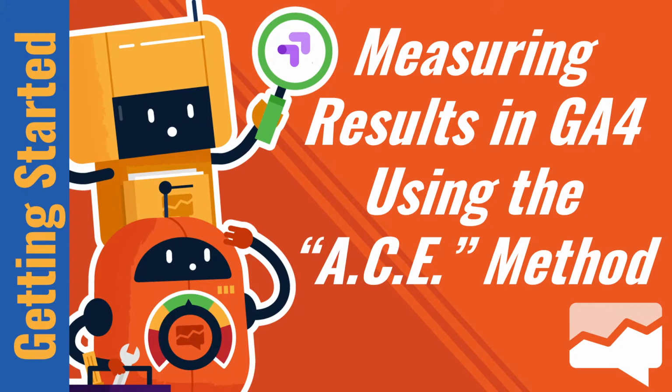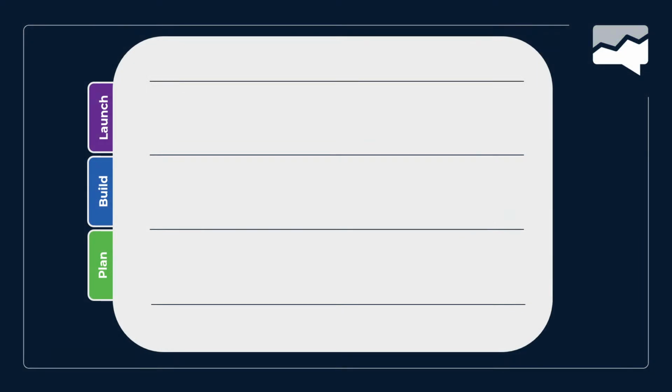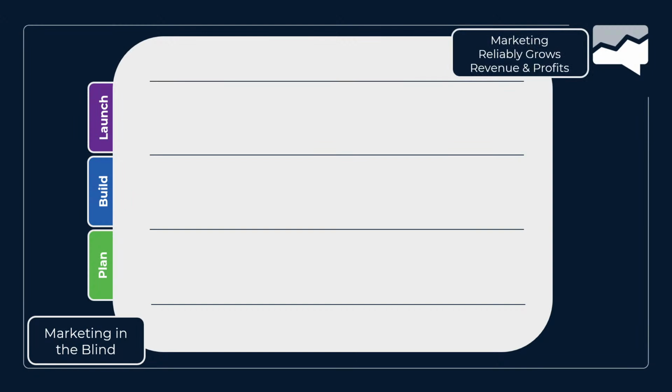Getting Started: measuring results in GA4 using the A.C.E. method. All right, we're going to go ahead and dive right in. We always start with the framework. Remember, we plan, we build, we launch. As marketers, we are typically marketing in the blind, and we really want to get to a point where we are reliably growing revenue and profits. And the way that we do that is just by using a system, so that it's a symptom of using a proper system. So remember, three steps: plan, build, and launch.